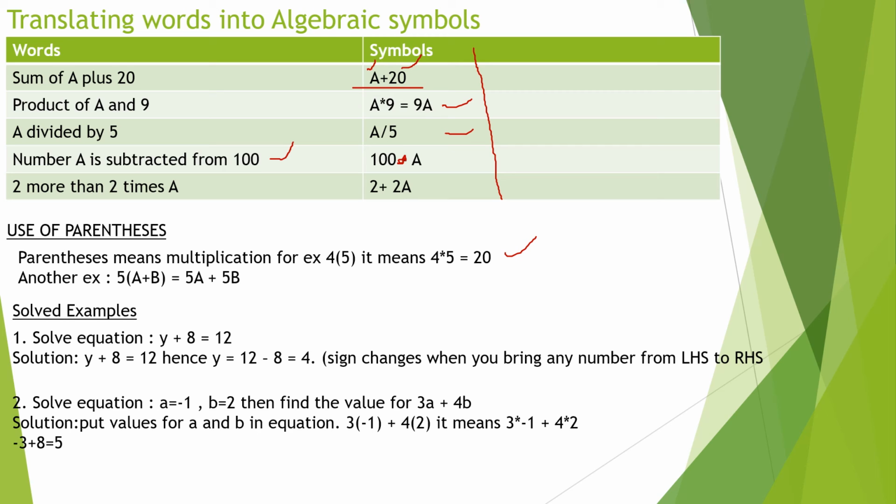It means that we have to multiply a plus b by 5. So first we will multiply 5 to a, it means 5a. Then we have the plus sign, so we write the plus sign, and then 5 to b means 5b.